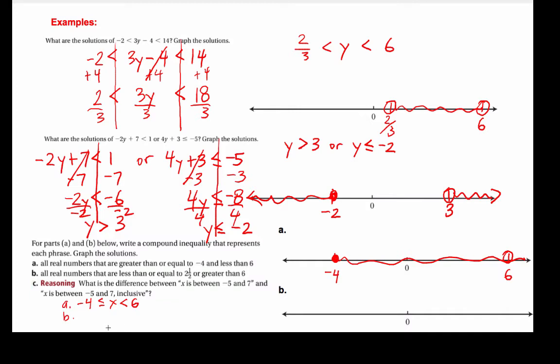Part B, all real numbers that are less than or equal to 2.5 or greater than 6. So x is less than or equal to 2.5, or x is greater than 6. So if this is 2.5, and this is 6 out here, less than or equal to would be a closed dot, everything to the left. Greater than 6 would be an open dot, and to the right, greater than 6.